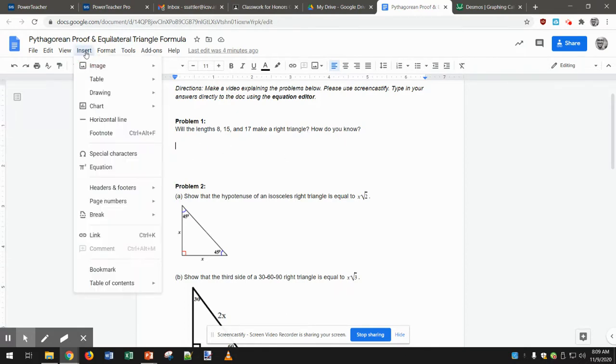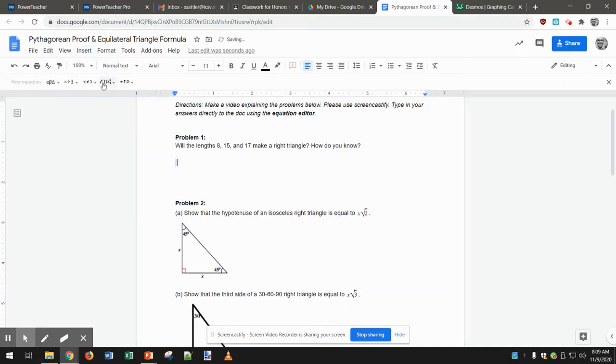Here's the equation editor. Right here, you just click on Insert Equation. And then here are the buttons, where this is probably the most useful one, where you can square numbers and make fractions, square roots, etc.